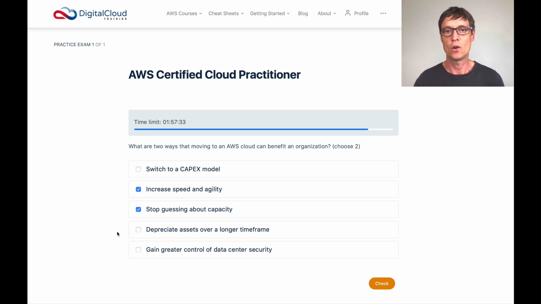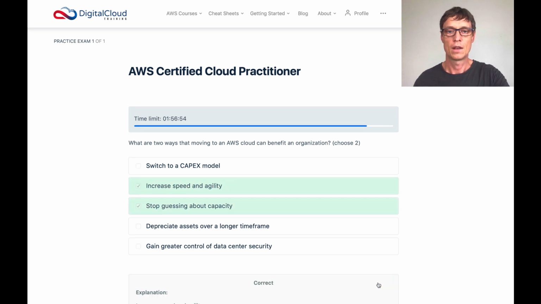Depreciate assets over a longer time frame. Well, no, that's what you would do really with CapEx models, where you depreciate them. So you buy something outright, it's a big expense to your business, and then you depreciate that asset over a period of time, and that's really an accounting thing. That's not a benefit of the cloud. Gain greater control over data center security. Well, it's the opposite. You lose control of the data center security. Of course, the AWS data centers are pretty well secured, so it's not really a big worry, but it's not something you have control over. So that's not a benefit of the cloud. So I believe these are the two correct answers. Let's click on check, and they are.